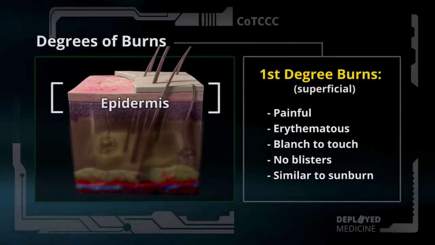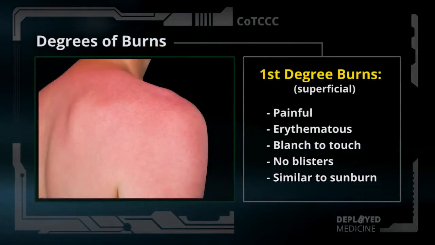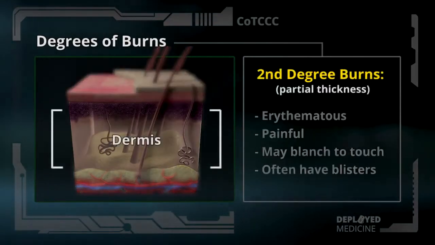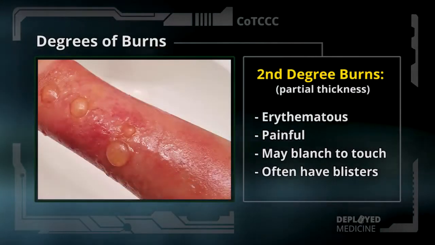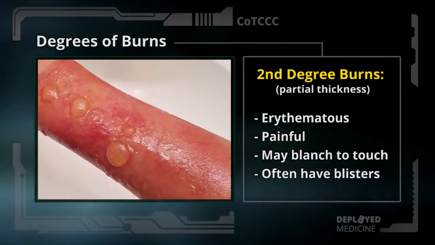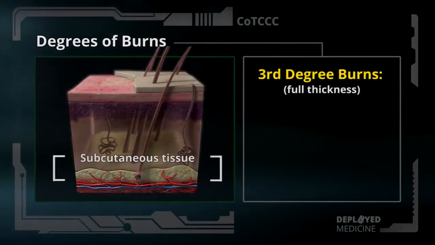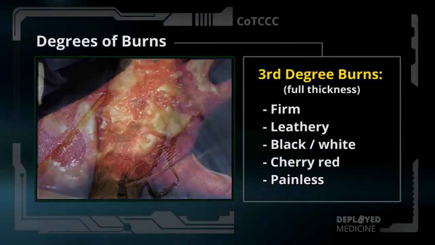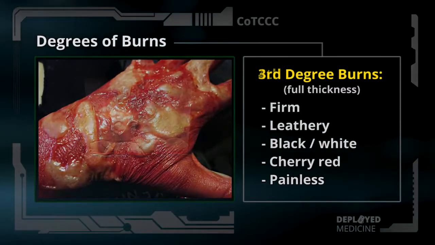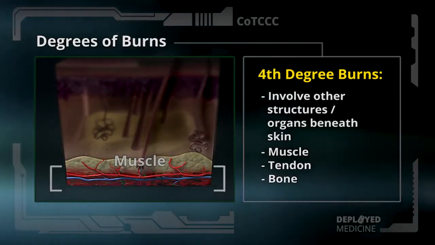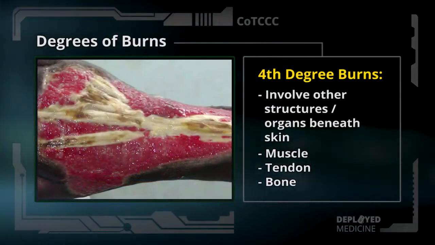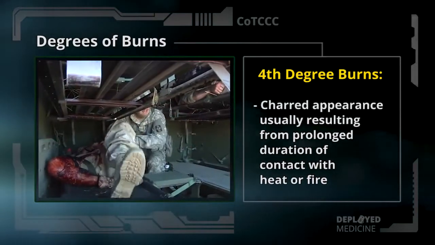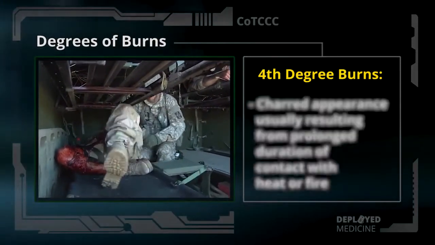Superficial or first-degree burns are painful, erythematous, and blanch to the touch without blisters, such as a sunburn. Partial thickness or second-degree burns are erythematous, painful, and may blanch to the touch, and often have blisters. Full thickness or third-degree burns are firm, leathery, black, white, or cherry red, and painless. Fourth-degree burns involve other structures and organs beneath the skin, such as a muscle, tendon, or bone. They have a charred appearance that usually results from prolonged duration of contact with heat or fire.